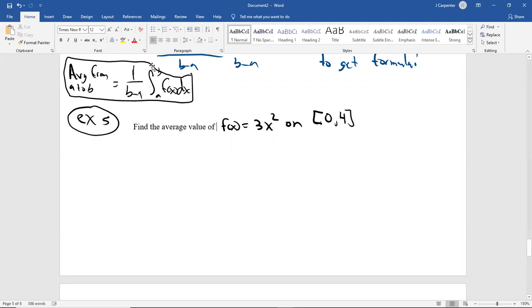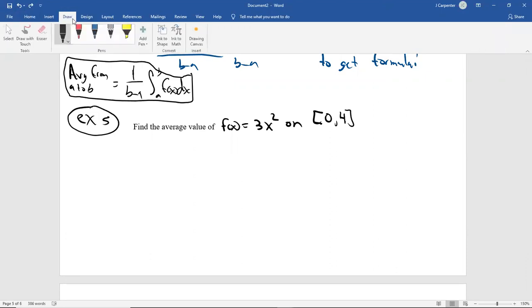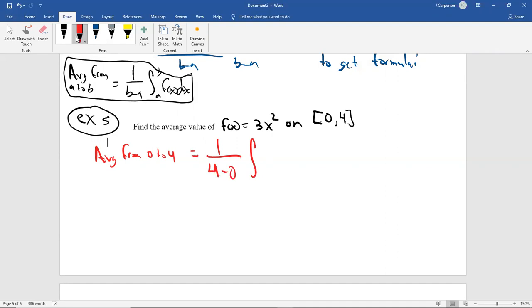Fortunately, we have this formula. So the average value from 0 to 4 should be equal to 1 over 4 minus 0 times the integral from 0 to 4 of 3x squared dx. Like I said, if you want to put the 4 minus 0 in the bottom of the integral, you can. It's just different notation. It's going to end up being out front anyway, so why not do it this way?